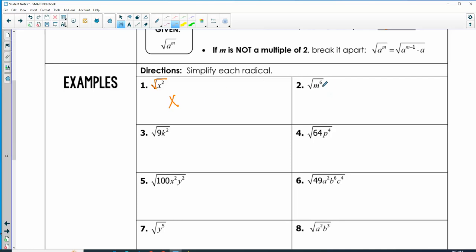If I have 6 m's, it's a square root. So how many groups of 2 can we form?